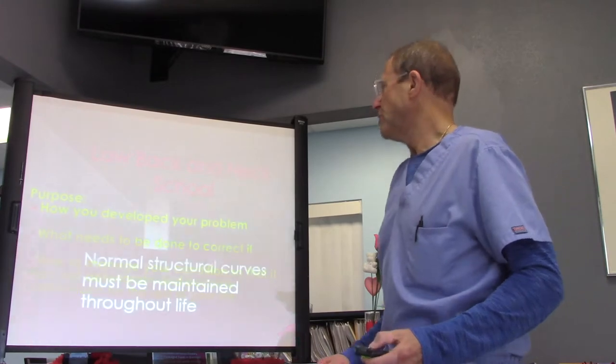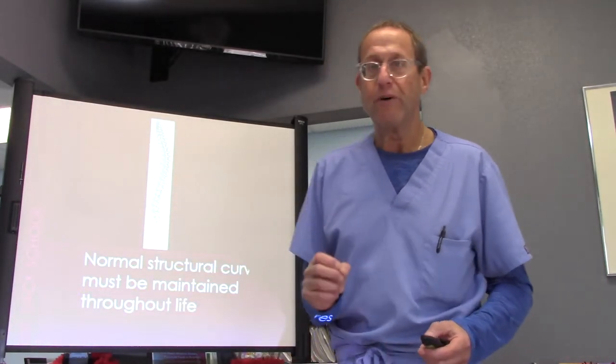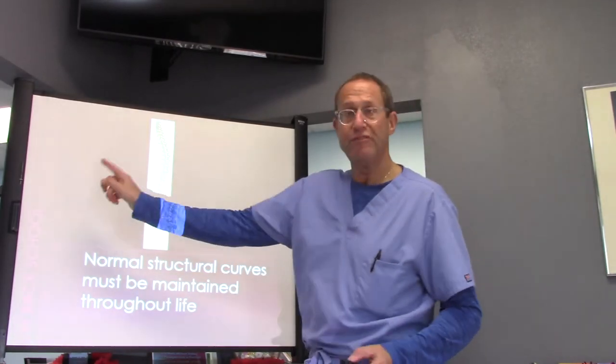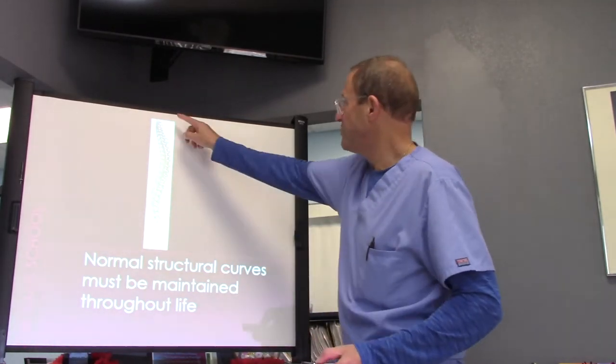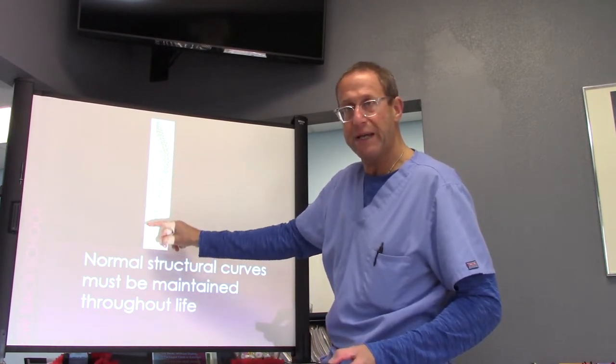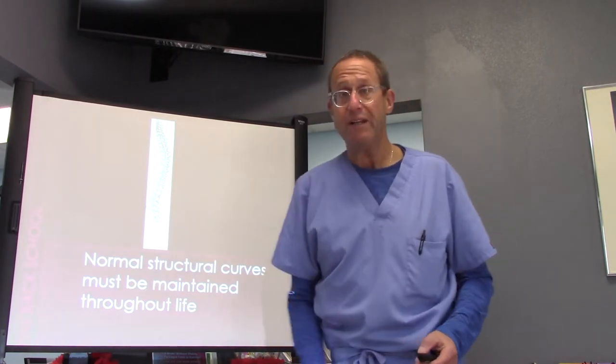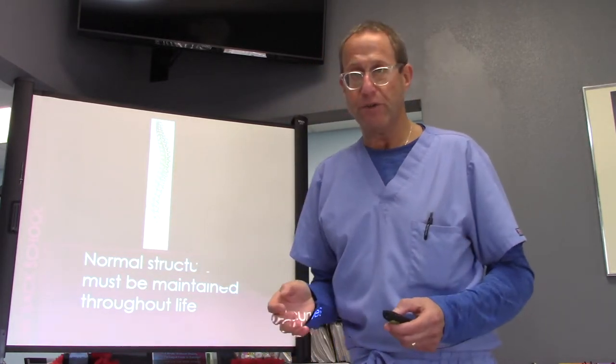Okay, so normal structural curves must be maintained throughout life. When looking at the spine from the side, the person would be facing to the left here. There's a C curve in the neck, a backward C curve in the mid back, and a C curve in the lower back. And those curves must be maintained throughout life, otherwise it's going to cause problems.